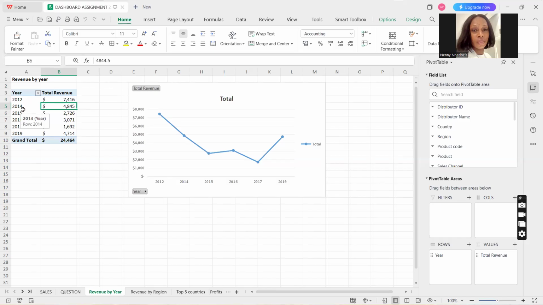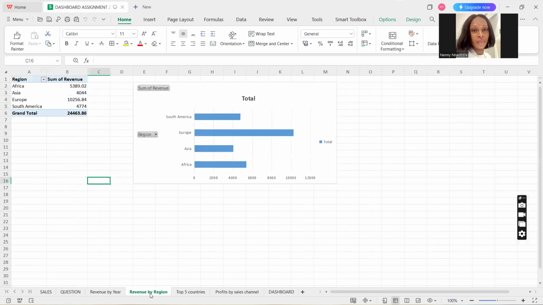2012, 2014, 2015, 2016, 2017, 2019. The grand total revenue in all these years is 24,464. In this table, we can see that 2012 has the highest revenue, while 2017 has the lowest. So this is a line chart. Once you click on the dots, it directly shows the exact amount that was made in each year. So let's move to the revenue by region.